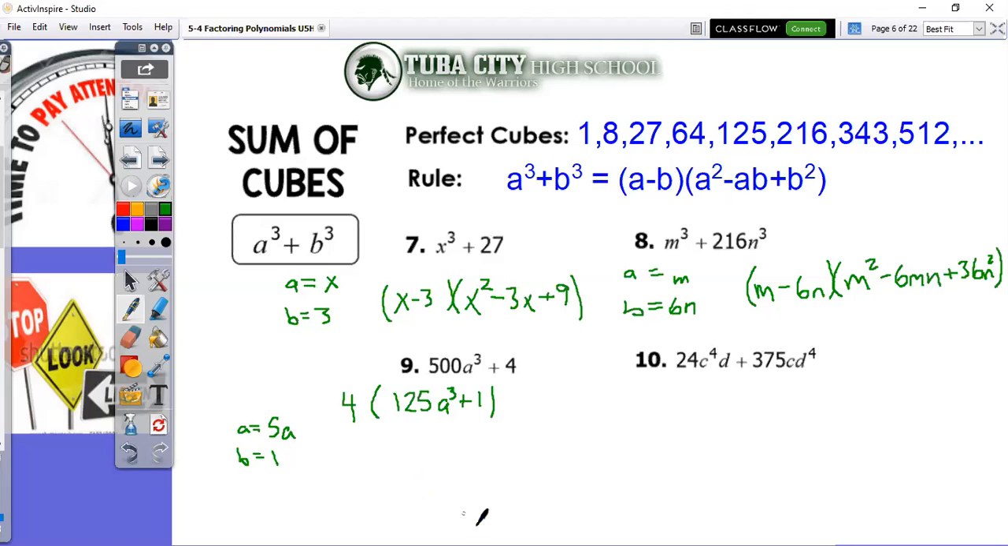And there we go. So let's go ahead and move this down. Don't forget the 4. 4 stays there. And let's go ahead and get our A and B. So that's this part here, A minus B. So our A is 5A, so 5A minus 1. And now let's go ahead and work on the trinomial part, which is this part here.